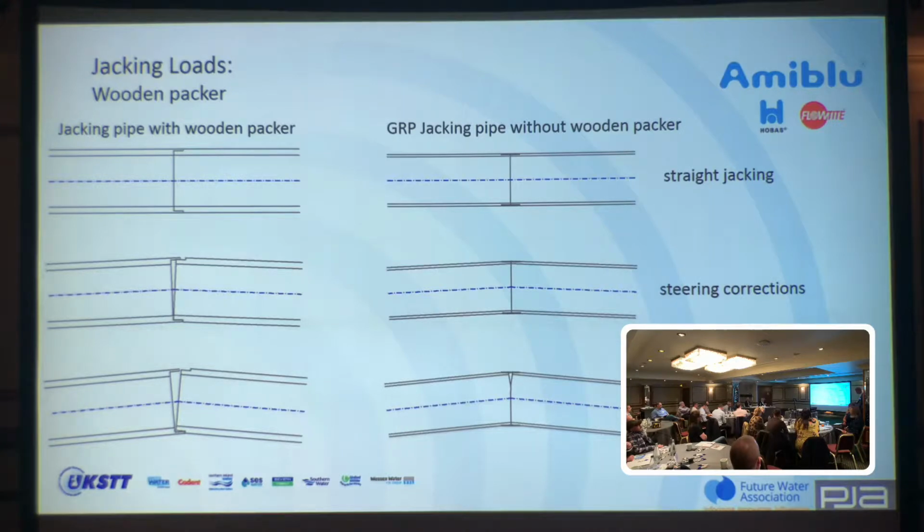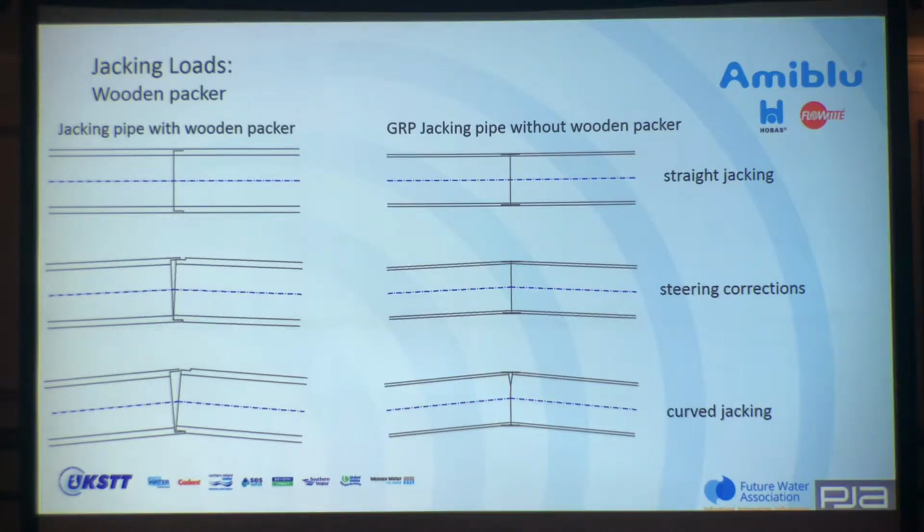The jacking loads. With the GRP pipe, we don't use a wooden packer. We don't want a wooden packer. Here is the difference between the behavior of a jacking pipe with a wooden packer and a GRP pipe without. Straight jacking never happens. We always have steering corrections, especially in the Netherlands with our soft soil. We get the first correction as the machine leaves the startup pit, and it goes down.